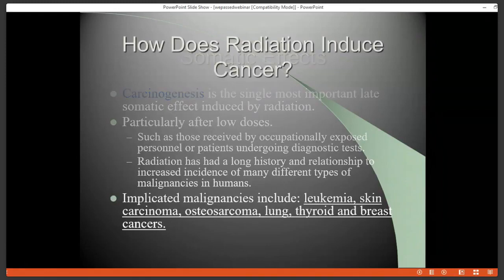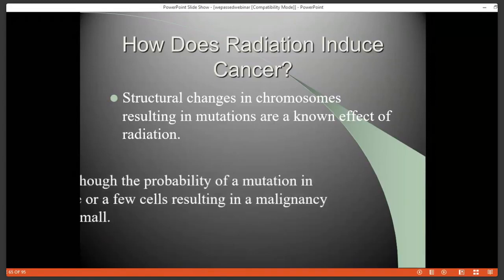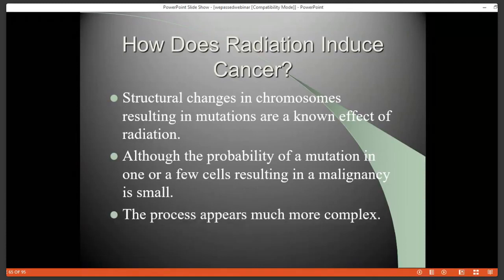Induced cancer: it's well known that structural changes in chromosomes, DNA, and genes, and the resulting mutations, are a known effector. And although the probability of mutation in one or a few cells resulting in malignancy is probably on the smaller side, the process is probably a much more complex one than just looking at chromosomal and DNA damage.